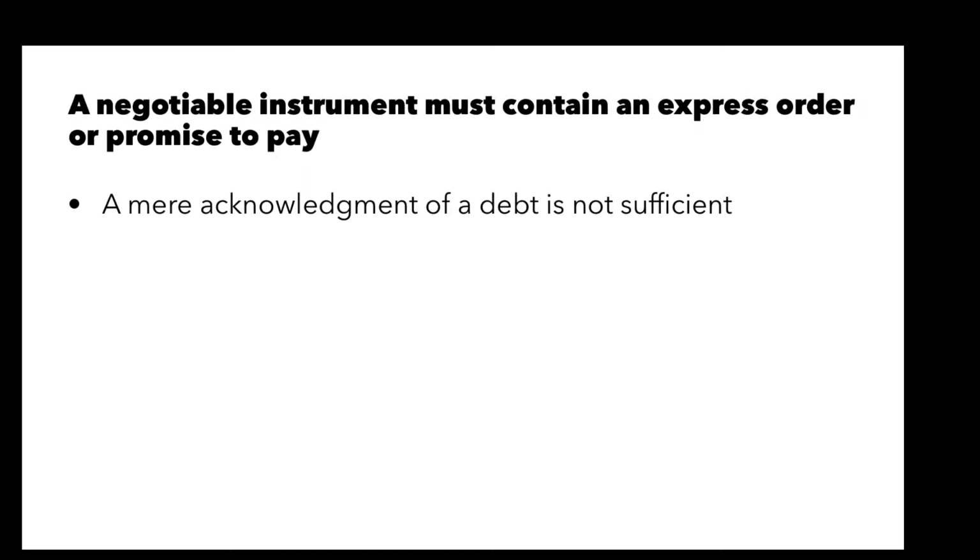It cannot simply be an acknowledgement of a debt. It cannot simply indicate that I owe you a certain amount. So what we think of as a standard IOU is not a negotiable instrument. There must be additional language along the lines of "to be paid on demand." An IOU is not a negotiable instrument.